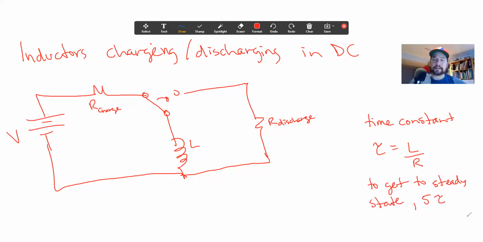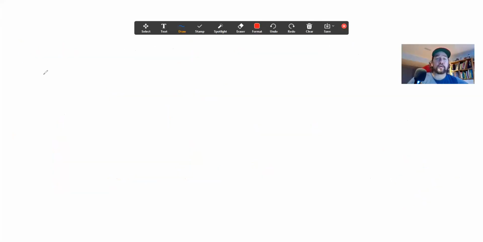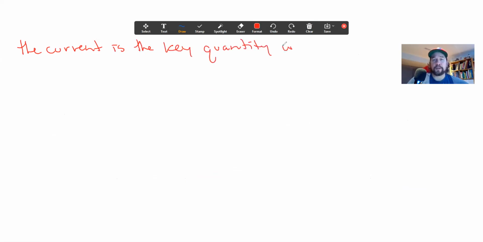So great, fantastic. What do the equations look like? If you remember, I mentioned in the previous video that it's really the current that's the important thing in inductors. It was voltage in capacitors. So the current is the key quantity with inductors.